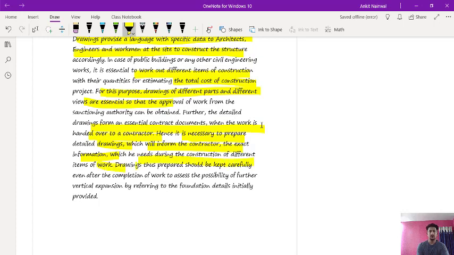Okay, drawings thus prepared should be kept carefully even after the completion of the work to assess the possibility of further vertical expansion by referring to the foundation details initially provided.